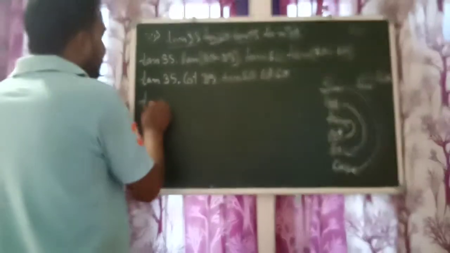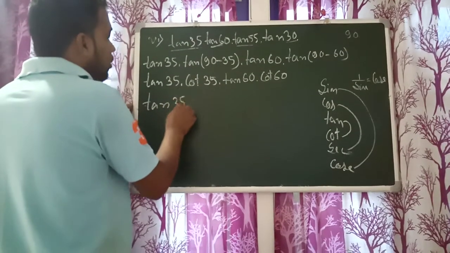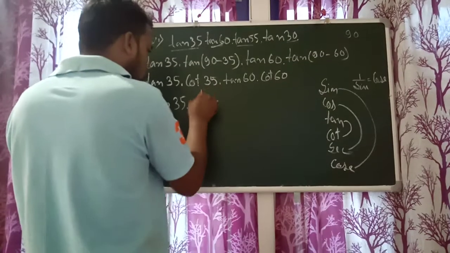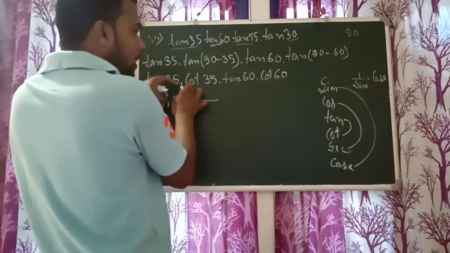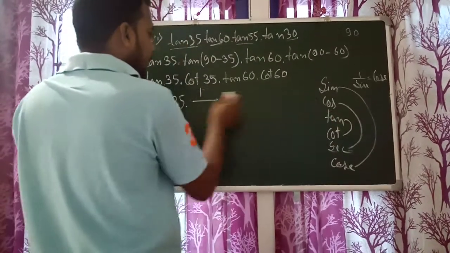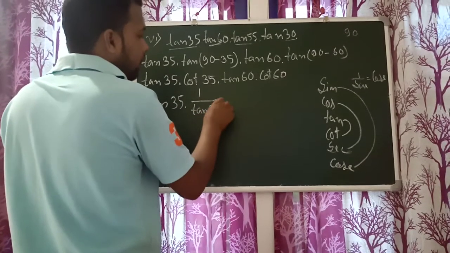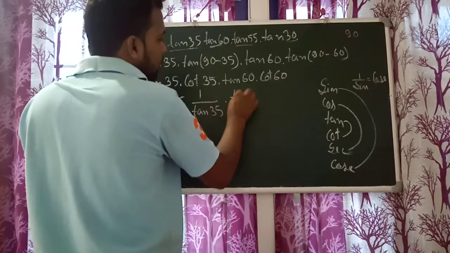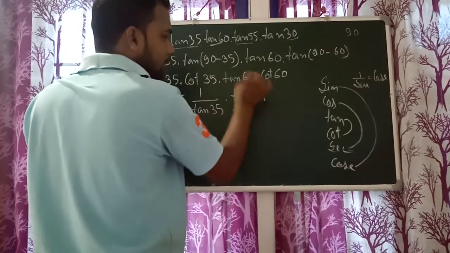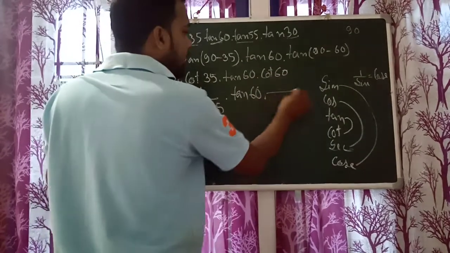Okay? Now see, the first one is tan 35. Cot 35 can be written as 1 by tan 35. That means 1 by tan 35, and tan 60 will remain as tan 60. Cot 60 can be written as 1 by tan 60.